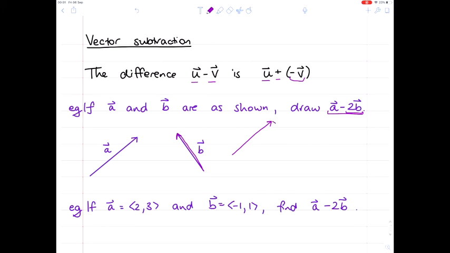So minus 2b will be something roughly that length and in that direction. So this is a, and this is minus 2b. And now if we add these two, we're going to start from here, go down there, and this is going to be the vector a minus 2b.